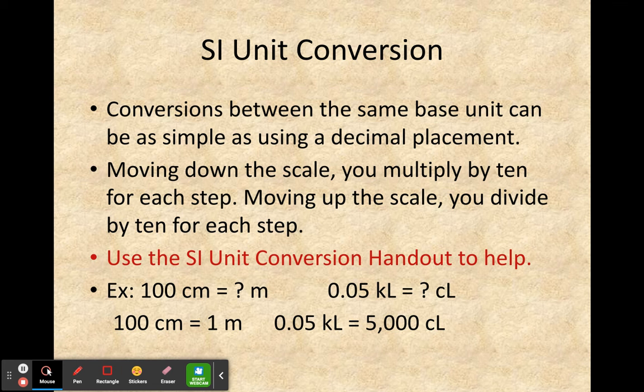So conversions between the same base unit can be as simple as using a decimal placement. Moving down the scale, you multiply by 10 for each step. Moving up the scale, you divide by 10 for each step. So when you write those two down, we'll talk about it. And then I'll get you this handout because I don't think you have this one yet. You all have this one with the bar across the top there?